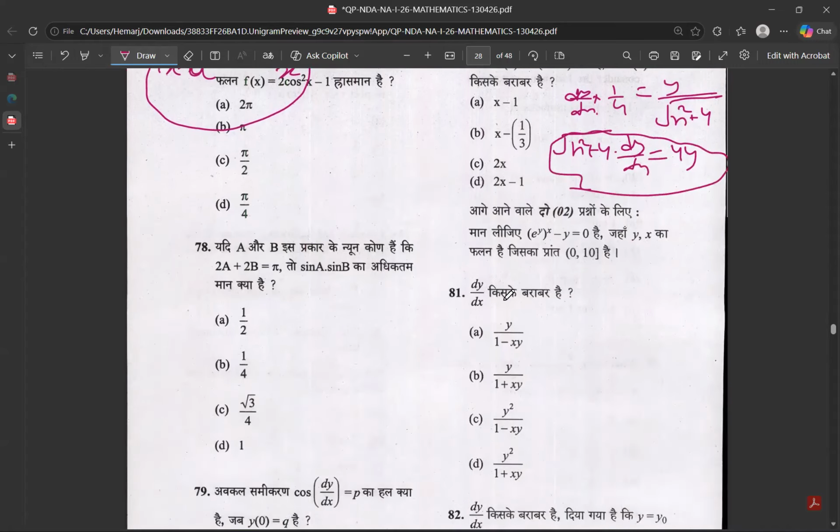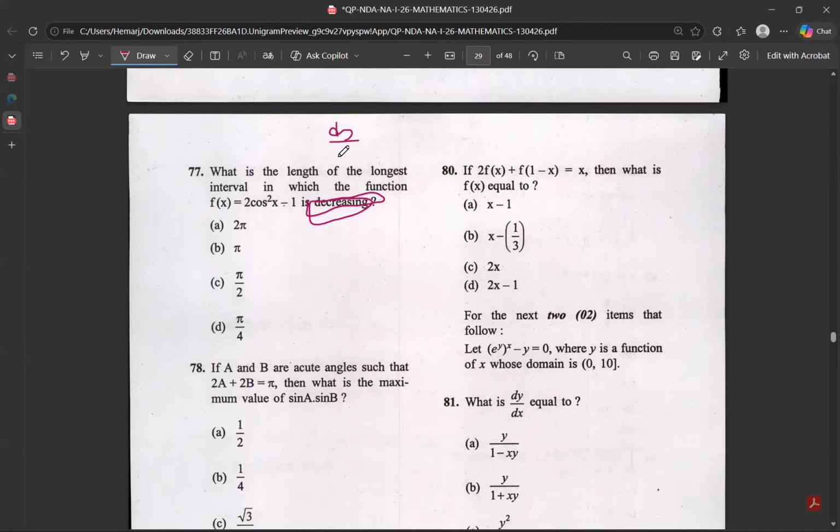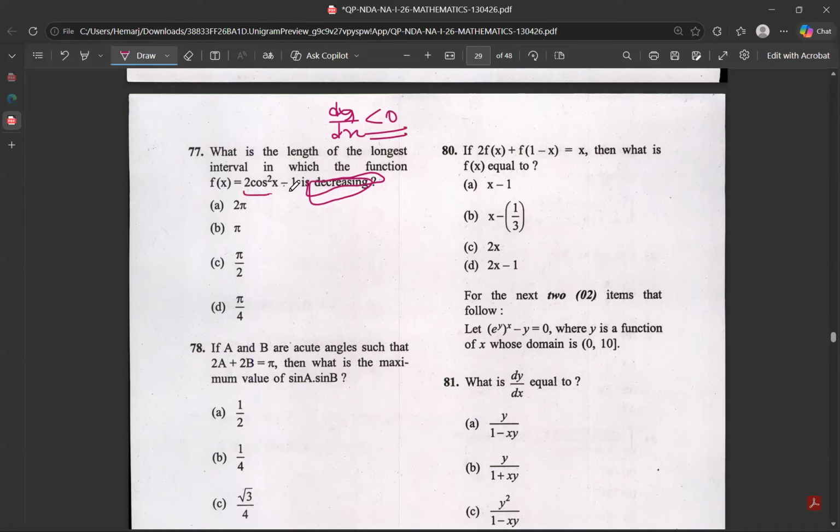Now moving ahead to our question 77. What is the length of the longest interval in which the function is decreasing? Okay, so for a decreasing function, we have to find the derivative, and thereafter we have to put it less than 0. So first do the derivative of this function. 2 into, for cos 2x, it will be 2 into cos x, it is 2 into 2. And for cos x, the derivative is minus sin x. The derivative of 1 is 0, so no need to write it.